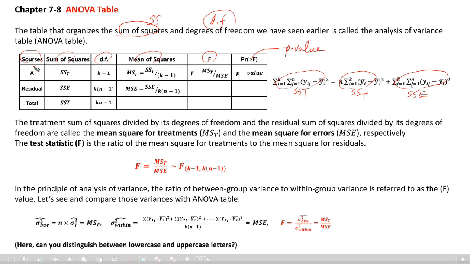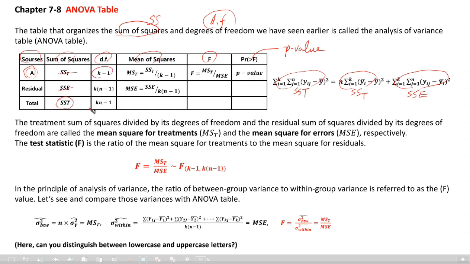So the source is A. This is like some factor, okay? Only one factor here because it is a one-way ANOVA table. SST, the total sum of squares here. SS treatment, the treatment sum of squares, this value will be printed out here. And the residual sum of squares, error sum of squares, SSE, the calculated value will show up here.